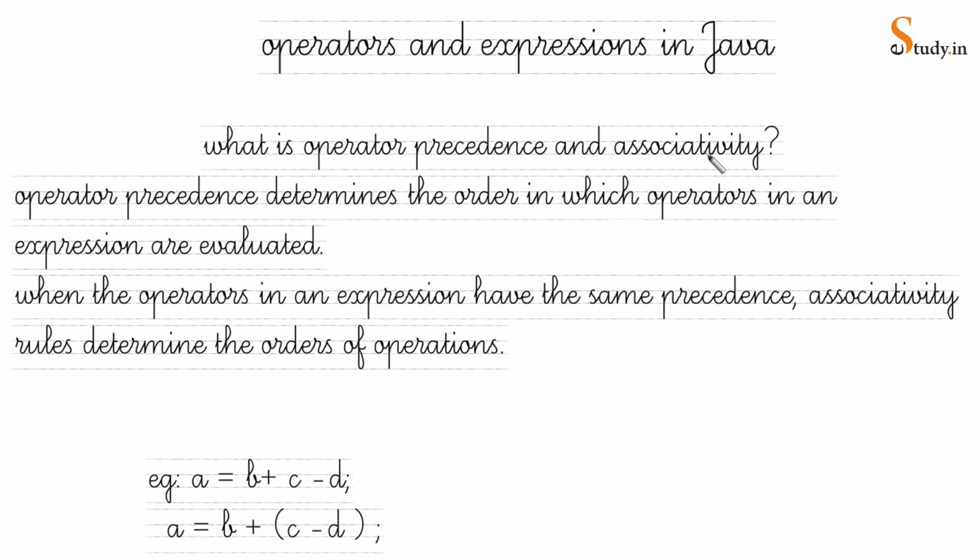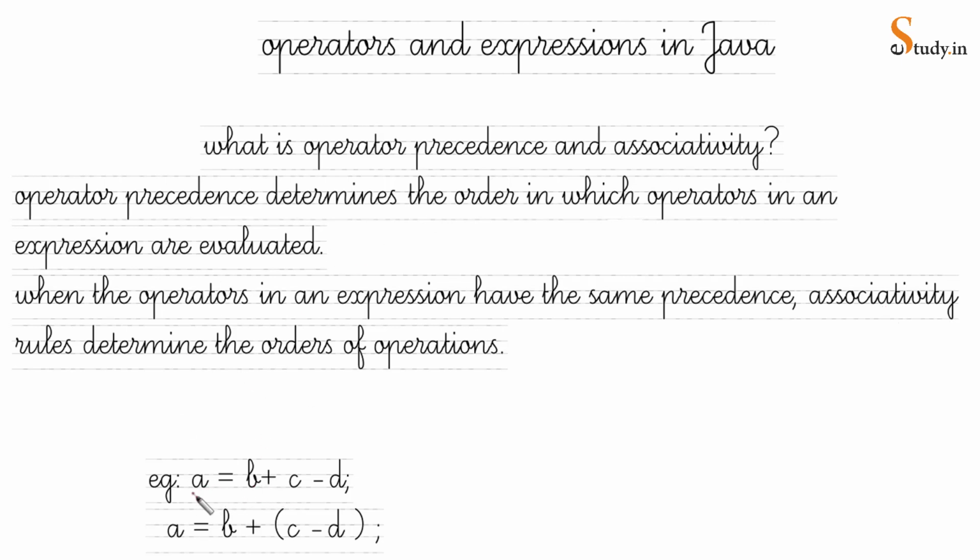And what is associativity? When the operators in an expression have the same precedence, that means they have the same order, then how do we decide which operator will be evaluated first? In that case, associativity rules determine the order of operations. That means the associativity rule will determine which operator will be evaluated first in an expression. Let's understand this through an example.